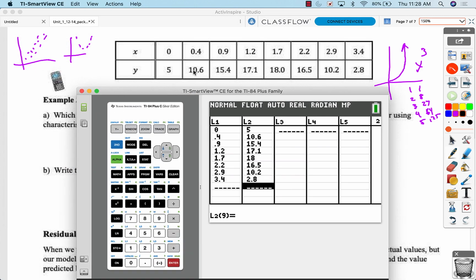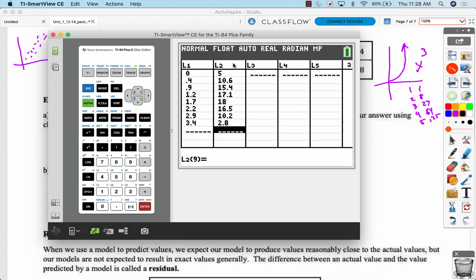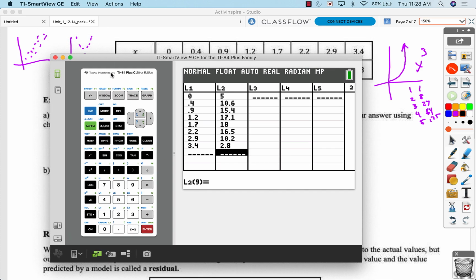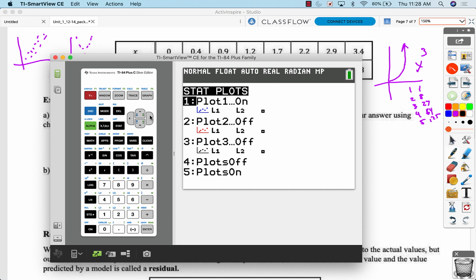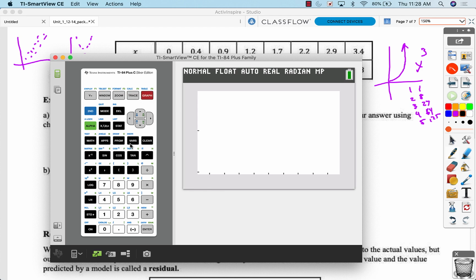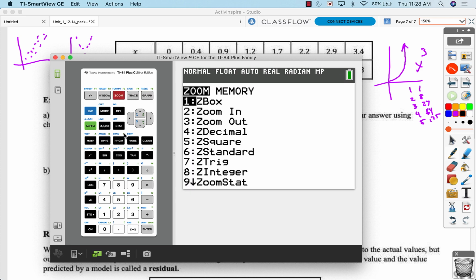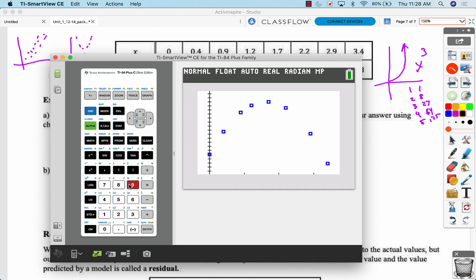I could see that these x's are increasing. This does look like increase and then decrease, so it's probably going to be a quadratic, but just to check, second y equals. Make sure your plot 1 is on, plots 2 and 3 off, scatter plot on. The way that you graph in statistics, you don't hit the graph button. See how that doesn't do anything for me? You hit zoom and the 9 button. What does this look like? This looks like a quadratic.